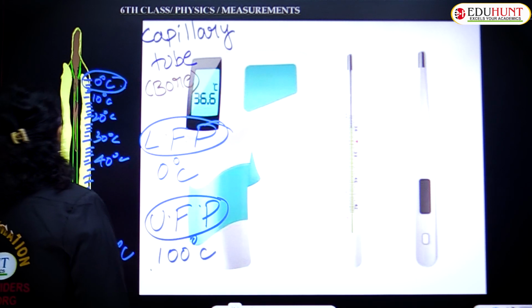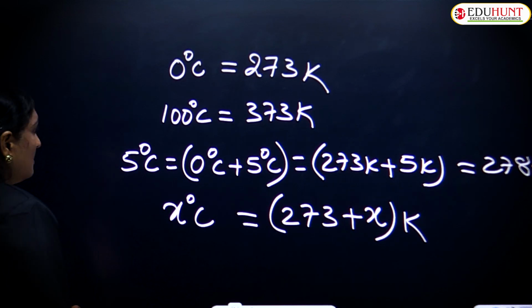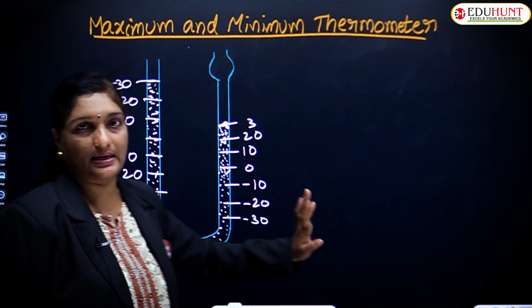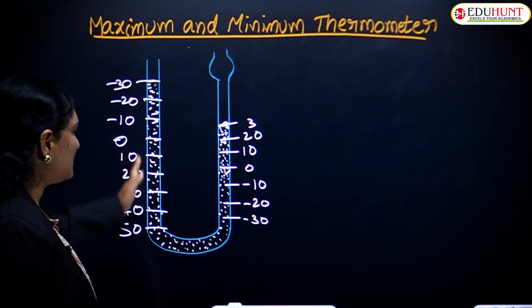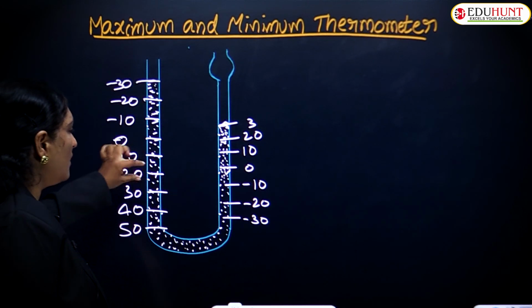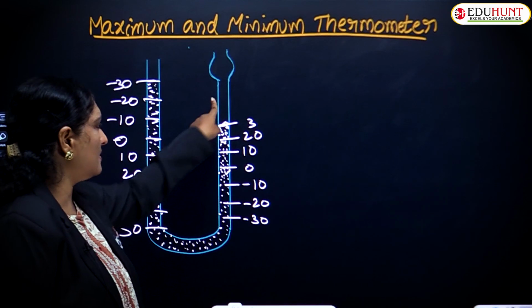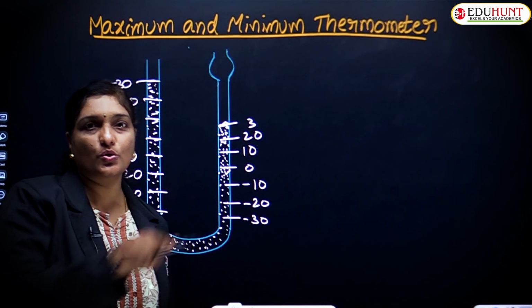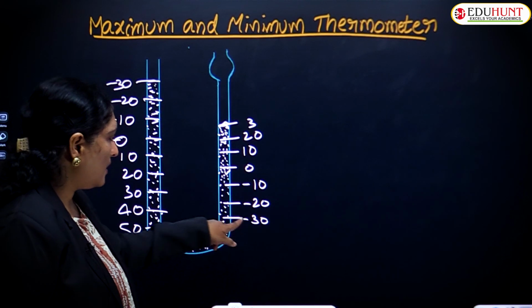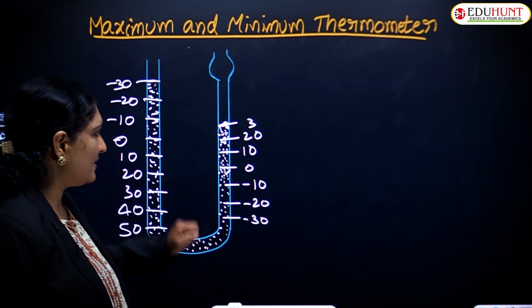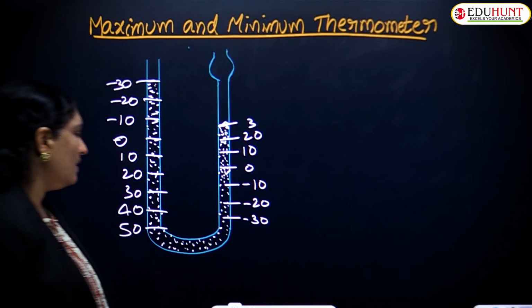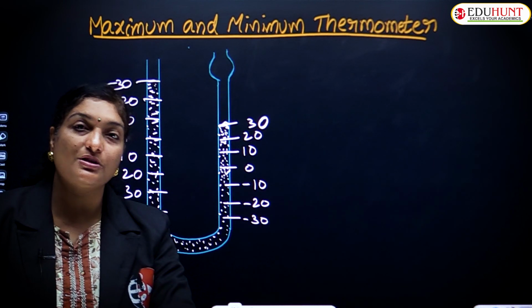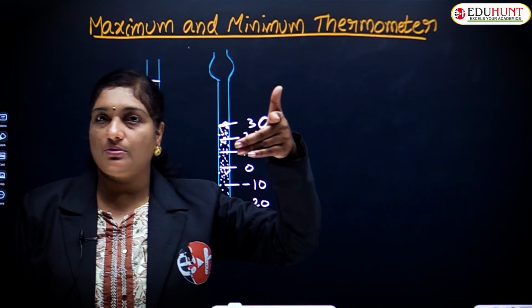So based on this, it is called a maximum and minimum thermometer. The shape of this thermometer is in the form of a U. So here U is written. What shape is there? A U shape. It has a U-shaped tube where the lower side is marked minus 30, minus 20, minus 10, and the upper side 50, 40 and so on. So even the negative temperatures are marked and the positive temperatures are also marked.